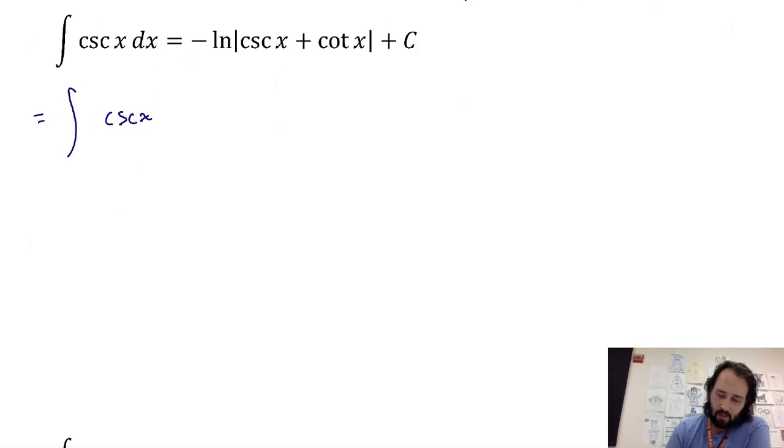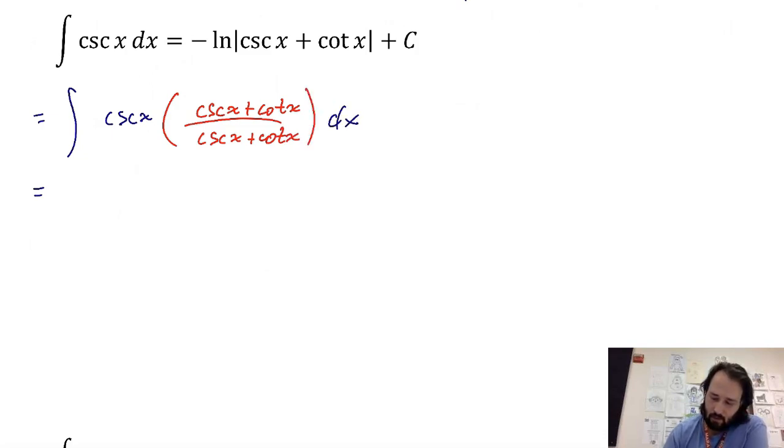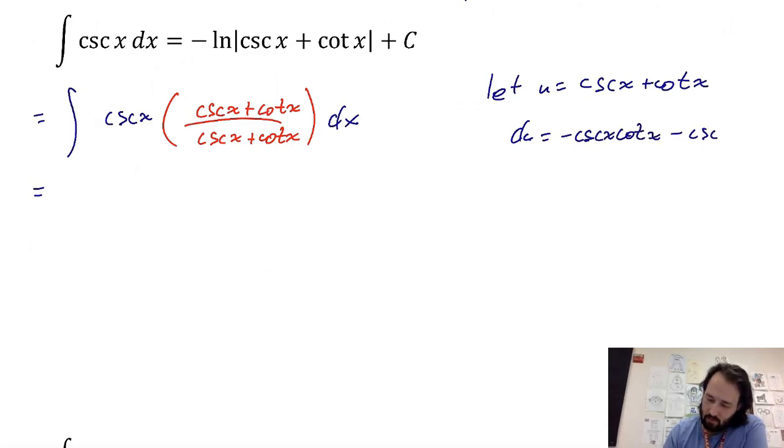So same idea, if I take that cosecant and I multiply this junk by cosecant of x plus cotangent of x, dx, and I let u be the denominator, then du is negative cosecant cotangent minus cosecant squared dx.